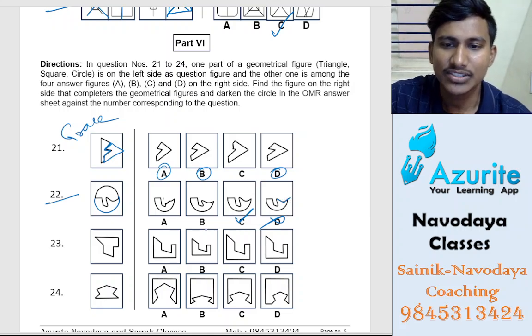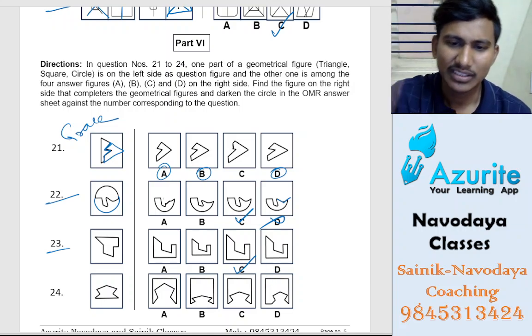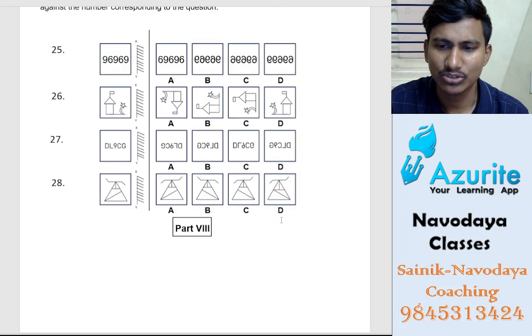Okay. Next here 23. So 23 is a square. If you complete it, which figure will come? Yes. So answer is option C. Yes, answer is option C here. So in the exam, this will not be that much confusing. It will be easy. Okay.